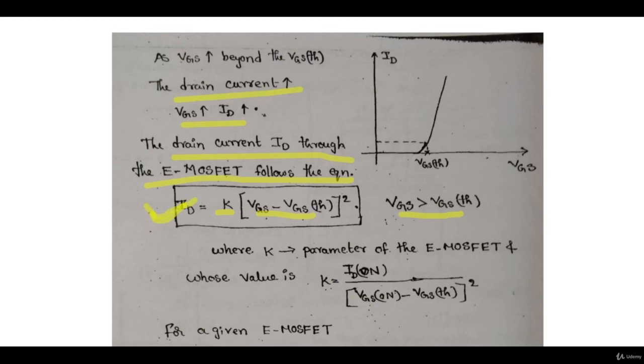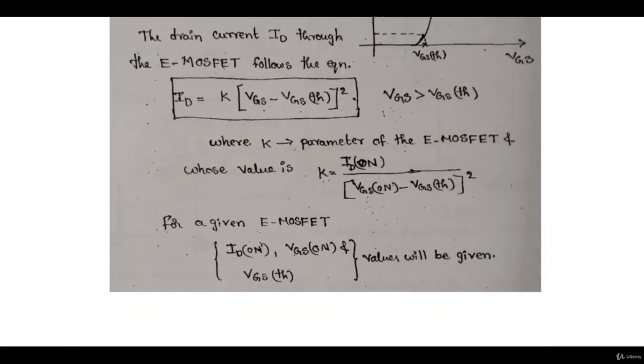For the drain current ID through the MOSFET, K is the parameter of the enhancement type MOSFET, and it is written as ID on divided by (VGS on minus VTH) whole square. This is one way. We will see it in more detail, but right now the focus is on characteristics. For a given enhancement type MOSFET, ID on, VGS on, and VTH values will be given so that you can calculate K. The threshold voltage will be given to you. For a certain value of VGS, you can then calculate the value of ID.